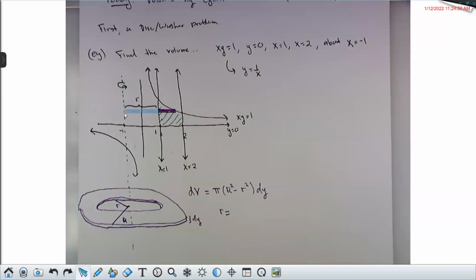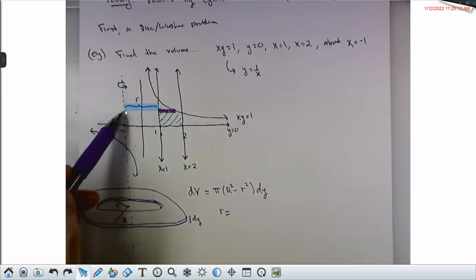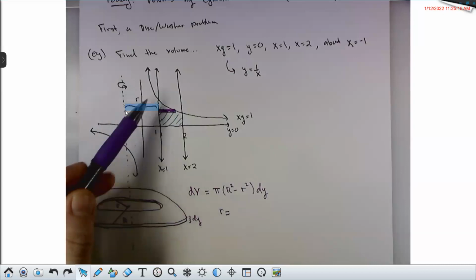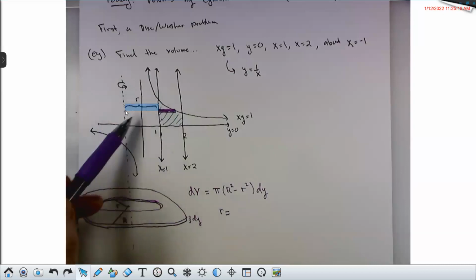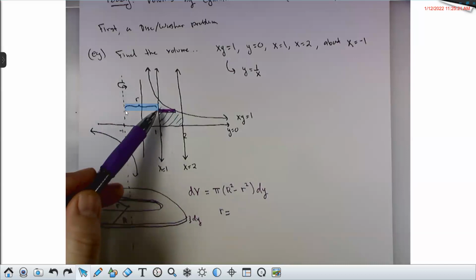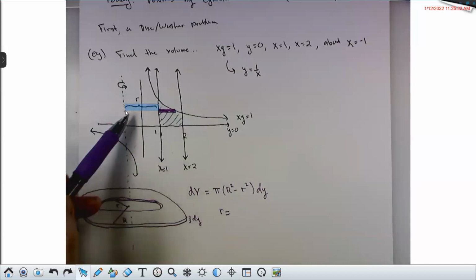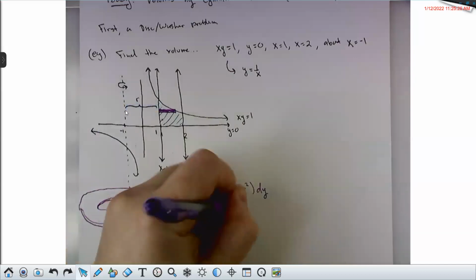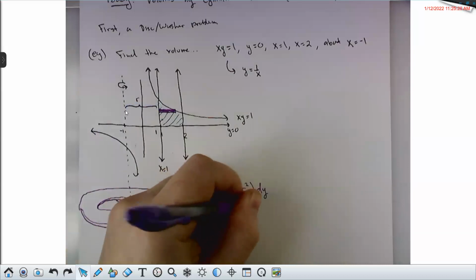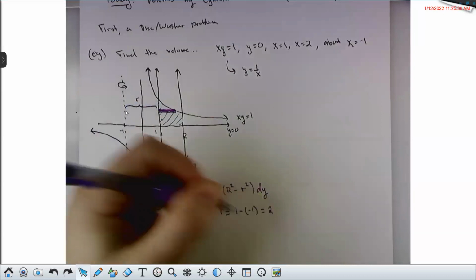That is this distance. And what you notice is that no matter where the strip is, if the strip was down here, if the strip is where I've drawn it here, or if the strip is at the very top of this region, that inner radius, this distance, is always just the distance from the axis of rotation, x equals -1, to this leftmost boundary, which is x equals +1. This distance is 2, right? You take the x value here, which is 1, and subtract the x value here, which is -1. So the inner radius is 1 minus -1. And on a good day, that's 2.